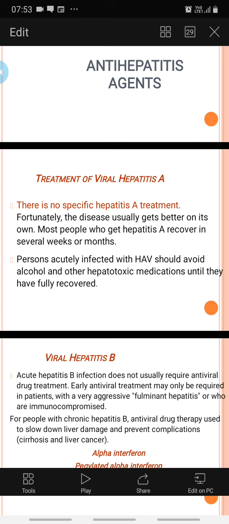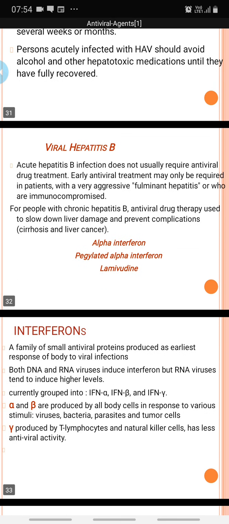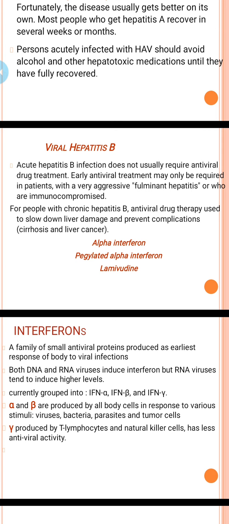For people with chronic hepatitis B, antiviral drug therapy is used to slow down the liver damage and prevent complications like cirrhosis and liver cancer. So hepatitis B, if untreated, can cause chronicity, and chronic hepatitis B infection can lead to cirrhosis of the liver as well as hepatocellular carcinoma. So we have multiple options. We can use interferon, lamivudine, entecavir, tenofovir, etc.